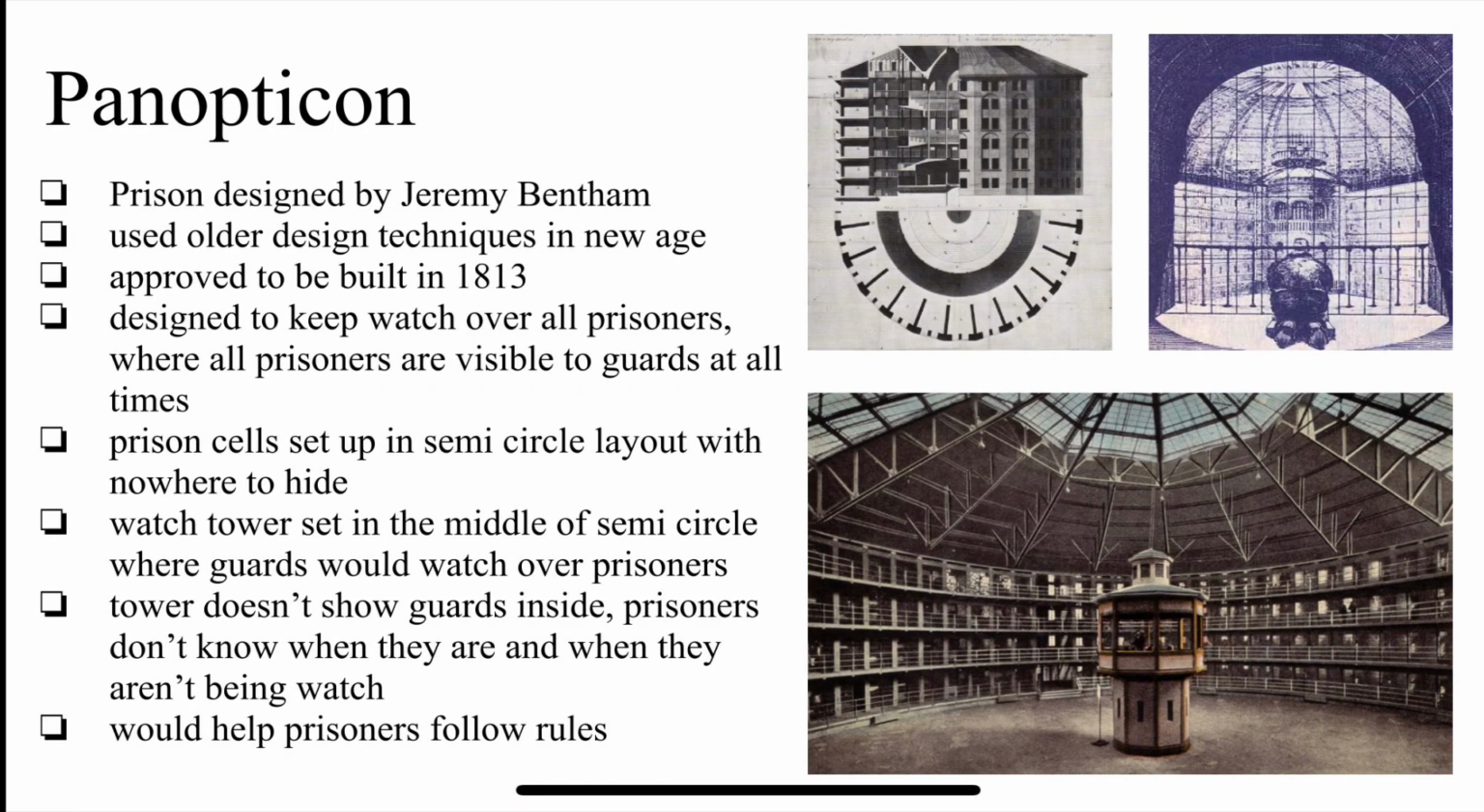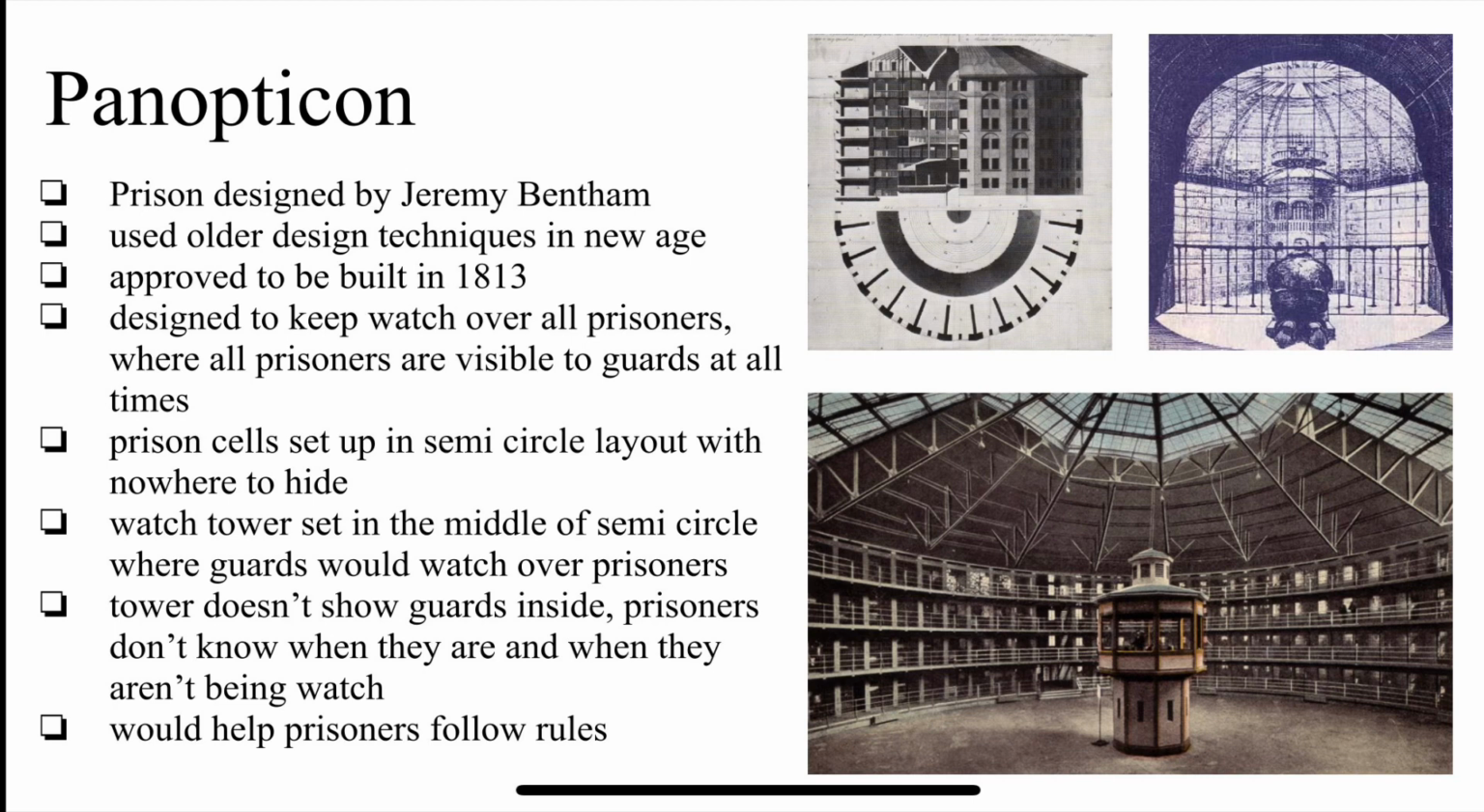Panopticon. It was a prison designed by Jeremy Bentham. It used older design techniques in the New Age. It was approved to be built in 1813. The design was to keep watch over all prisoners, where all prisoners are visible to guards at all times. Prison cells were set up in a semicircle layout with nowhere to hide.